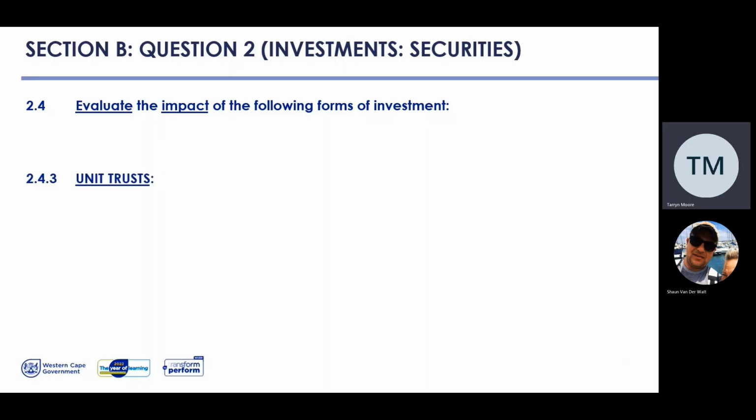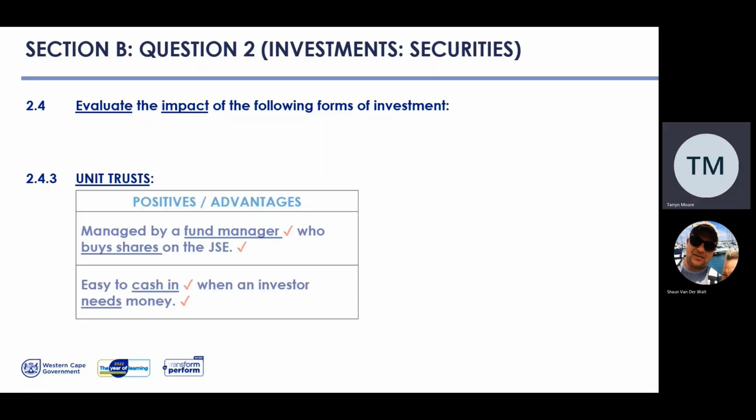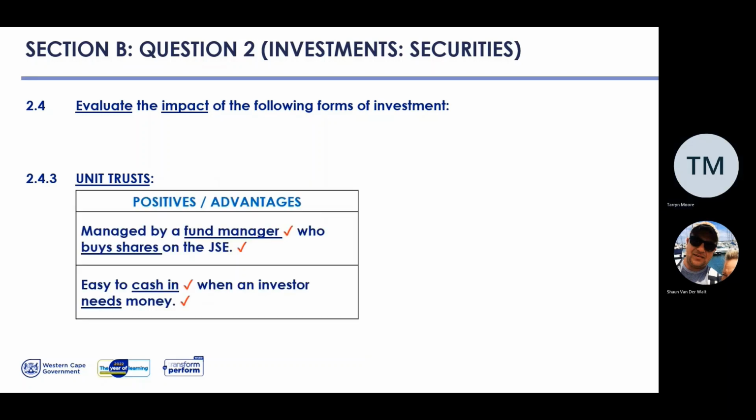Remember, we're evaluating the impact, positive and negative, and we are looking at unit trusts. I am putting my trust in a form of ownership. I cannot do this on my own, so I need a fund manager, and this fund manager is going to buy the shares on the JSE for me. I just give the instruction. And the fund manager is going to manage the fund. He's going to manage what I want based on the instruction that I give.